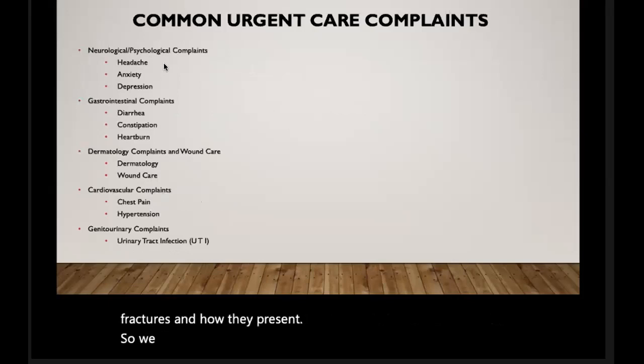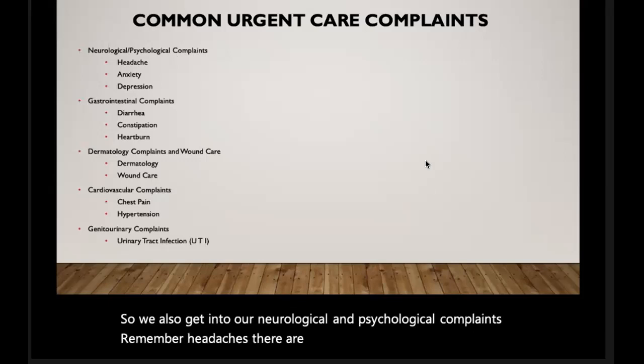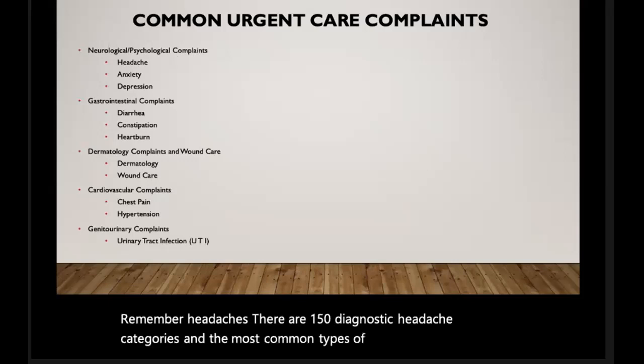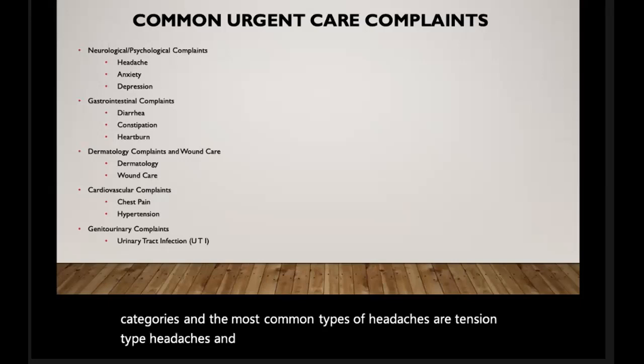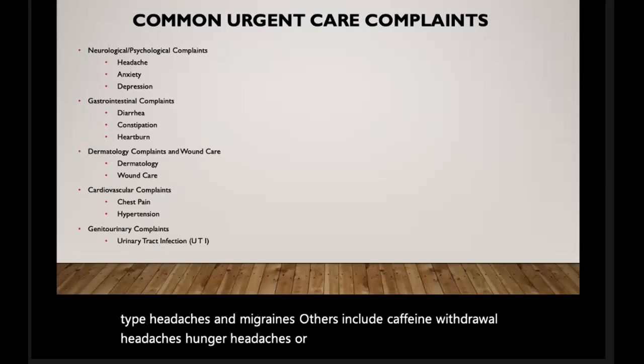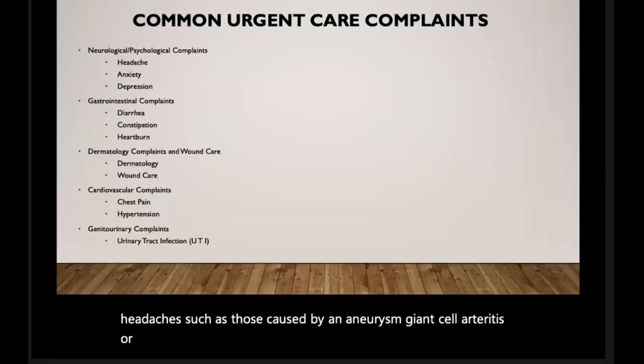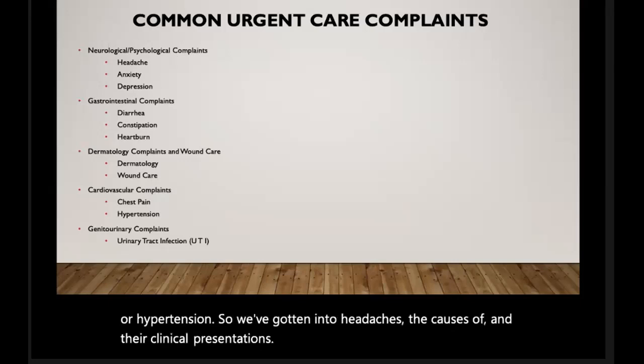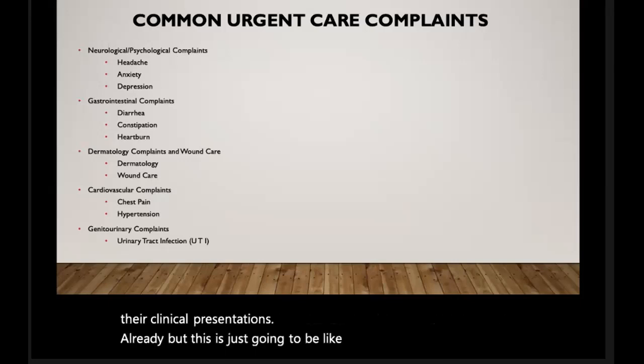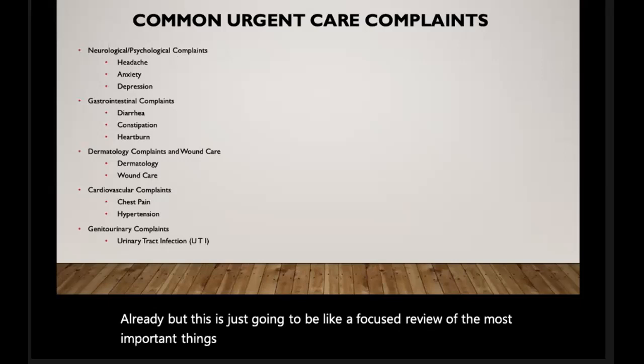So we also get into our neurological and psychological complaints. Remember, headaches: there are 150 diagnostic headache categories, and the most common types of headaches are tension type headaches and migraines. Others include caffeine withdrawal headaches, hunger headaches, or pathological headaches, such as those caused by an aneurysm, giant cell arteritis, or hypertension. So we've gotten into headaches, their causes, and their clinical presentations already, but this is just going to be a focused review of the most important things to remember in terms of patients presenting in urgent care.